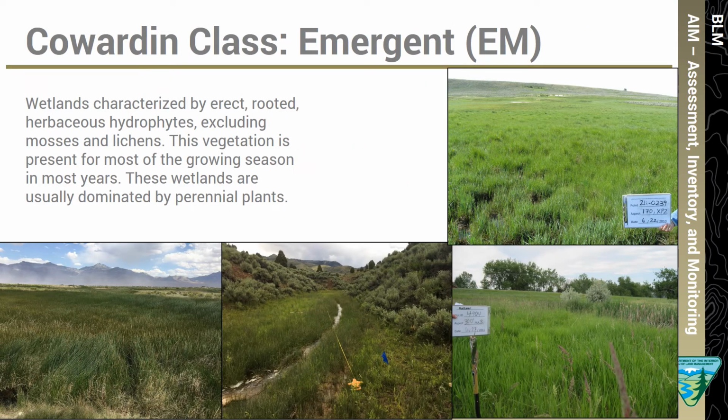The emergent class is for wetlands characterized by erect, rooted herbaceous hydrophytes, excluding mosses and lichens. This vegetation is present for most of the growing season in most years. These wetlands are usually dominated by perennial plants. This class is very common for riparian and wetland AIM monitoring plots.